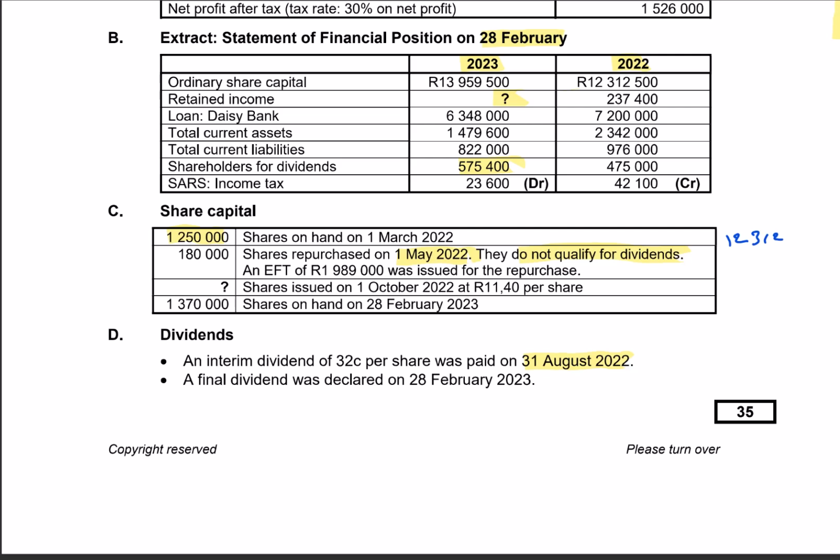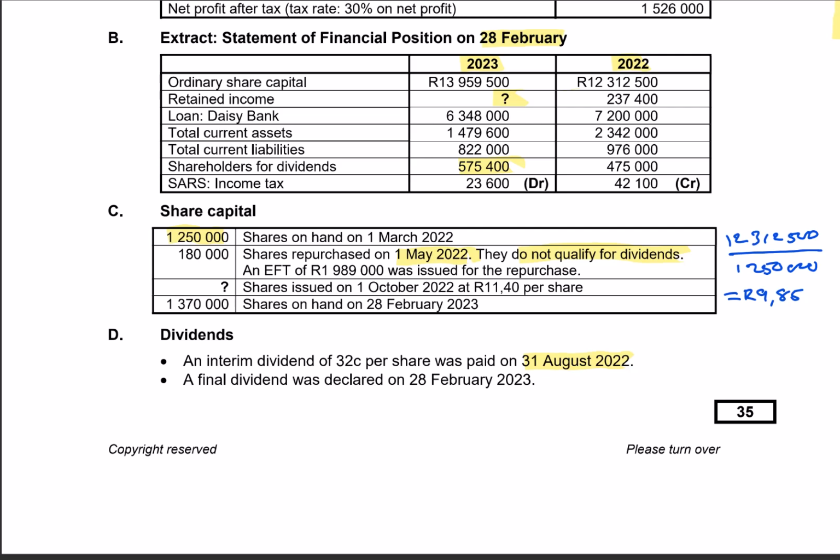That's 12,312,500 divided by 1,250,000. Right, let's quickly calculate. So that's 12,312,500 divided by 1,250,000. Right, so this will give you an average price of 9 rand 85 cents, right? That's the repurchase price.